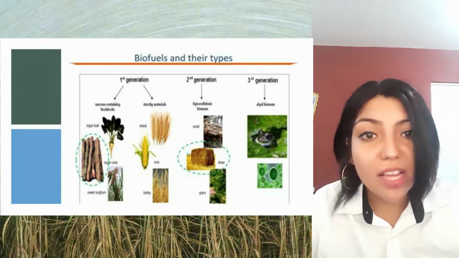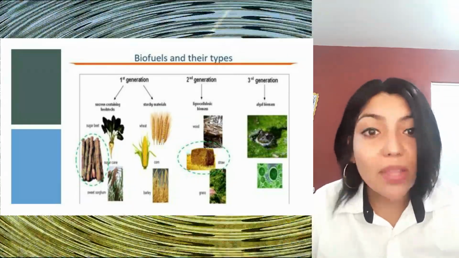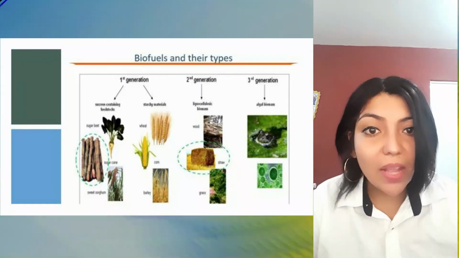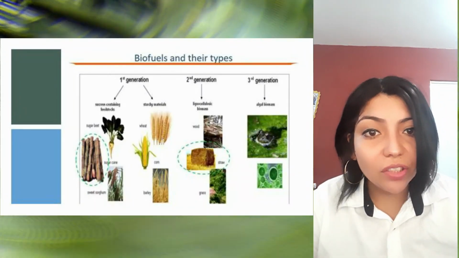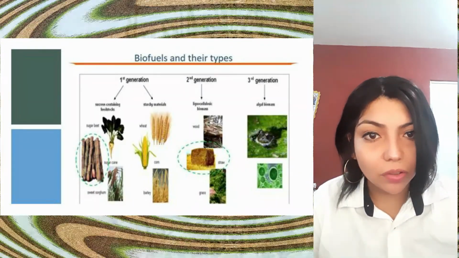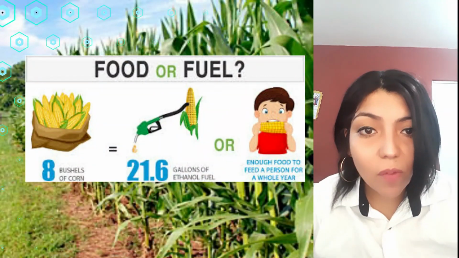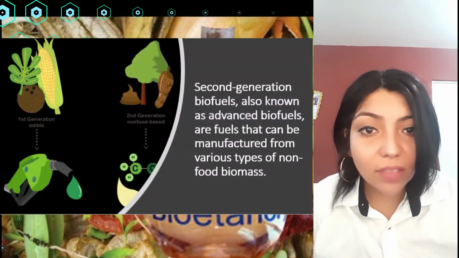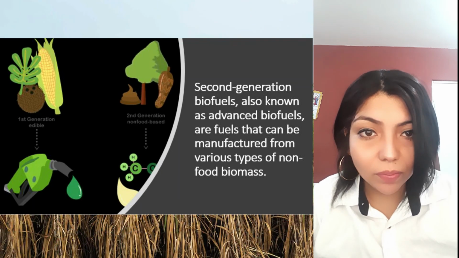Biofuels are classified into three types, depending on the raw materials used to produce them. These are first generation, second generation, and third generation. Now in this little theory, we will focus on understanding what second generation biofuels are.